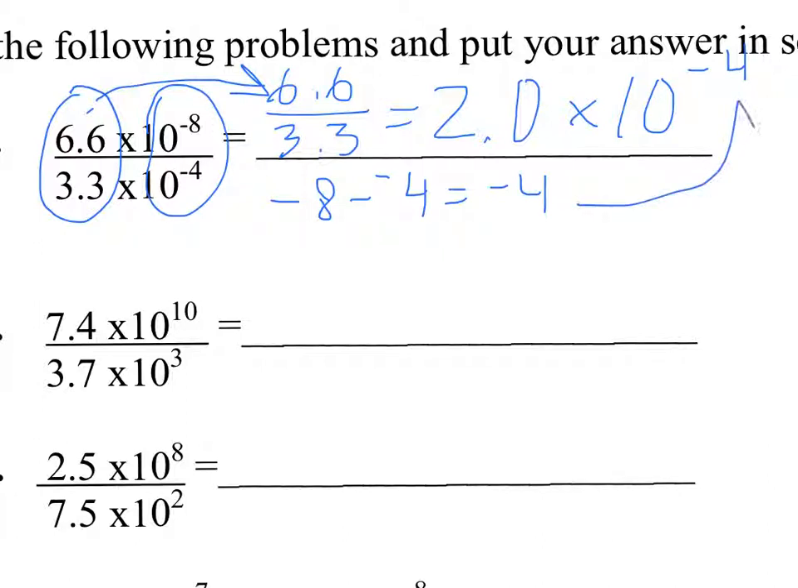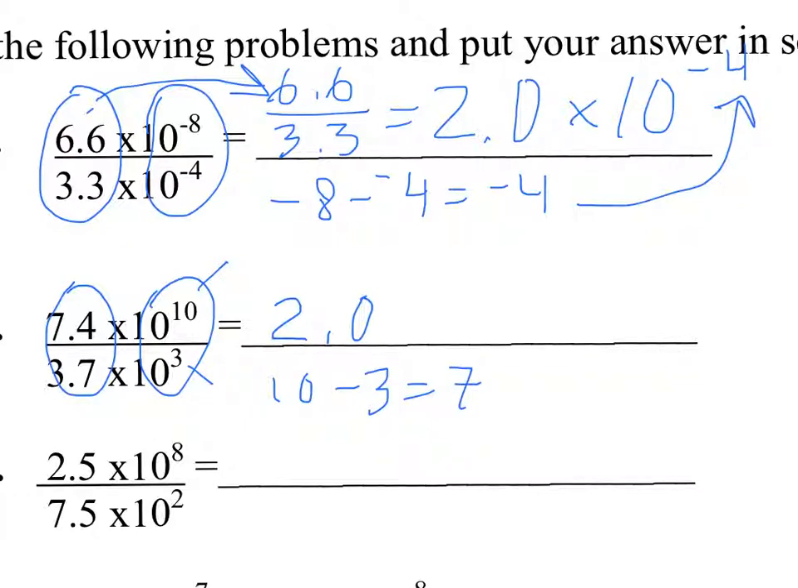This number is our power. Likewise, when we look down here, 7.4 divided by 3.7, that is 2.0. In division, we subtract the bottom number from the top number. 10 minus 3 is 7. So this is 2.0 times 10 to the 7th power.